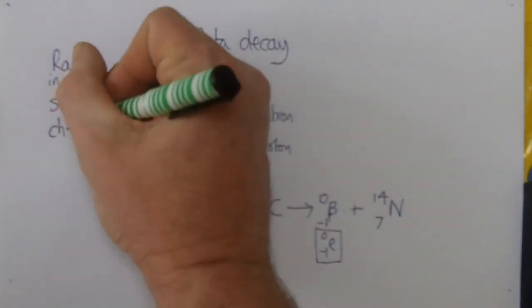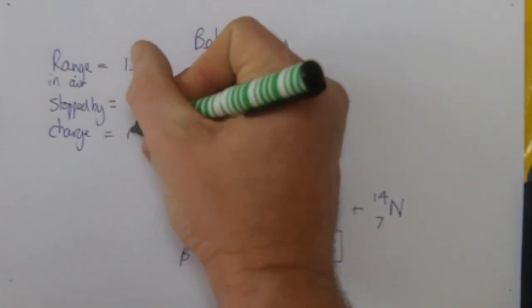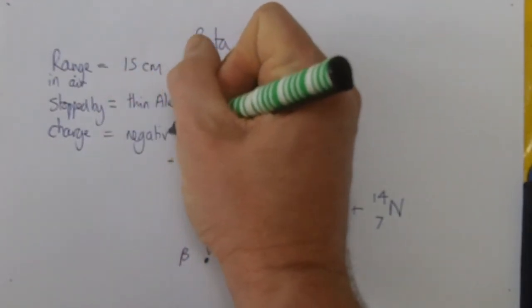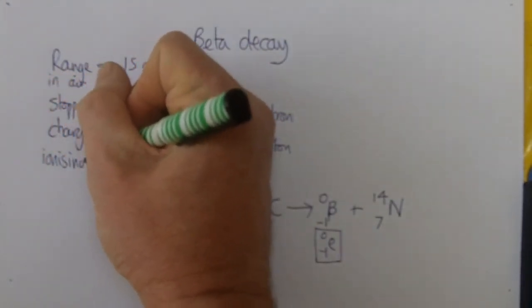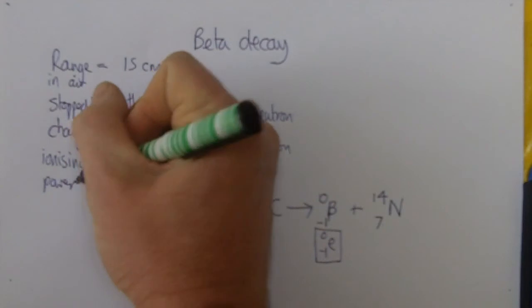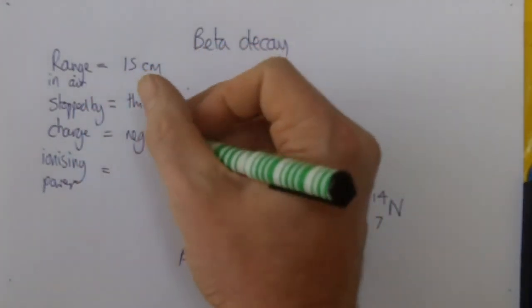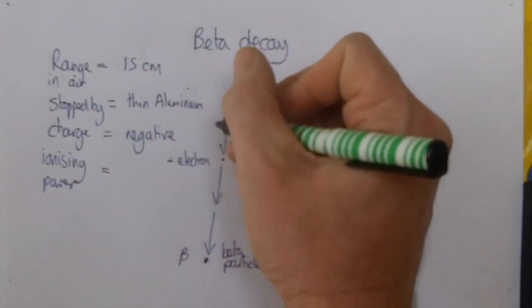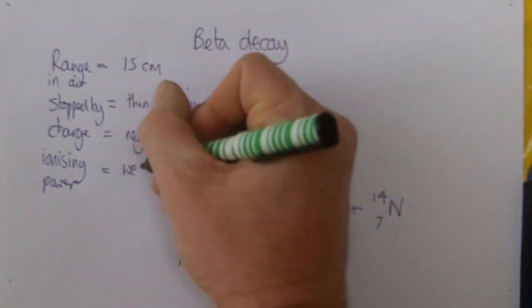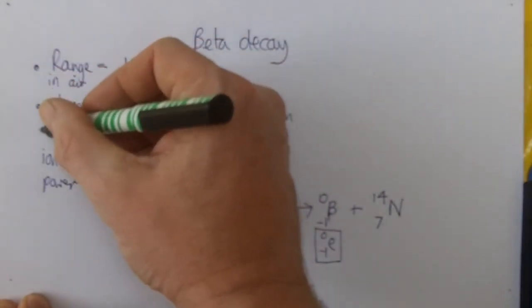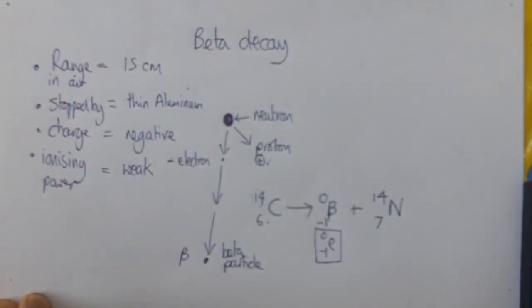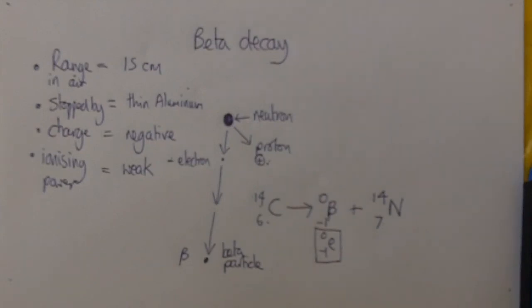Obviously its charge, because it's an electron, is negative. Now it's also an ionizer, but its ionizing power is slightly less than an alpha particle, simply because it's a lot smaller, and so it's a weak ionizer. Again, these points have to be remembered as the facts about beta radiation. Beta radiation has lots of uses. We'll come on to uses later on.